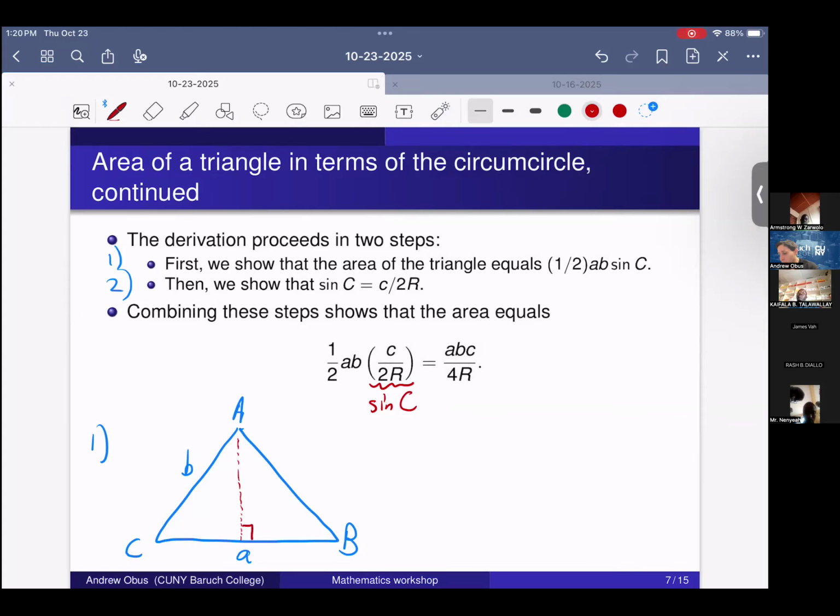If I draw an altitude of this triangle, and look at the angle C over here, what is the sine of C? I'm going to call the altitude H. Well, what do I have? I have that sine of C, by definition, is equal to the opposite side over the hypotenuse. So that's going to be equal to H over B.